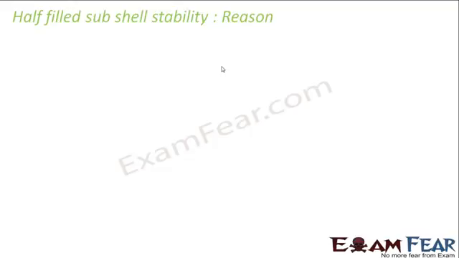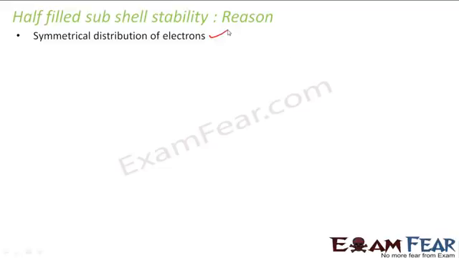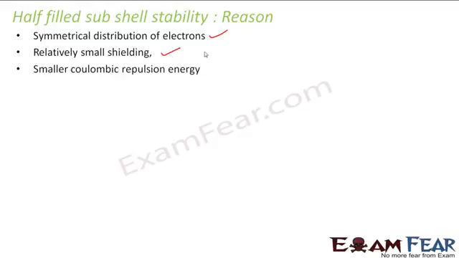We have told that half-filled subshells provide extra stability. What are the reasons? The first reason is the symmetrical distribution of electrons, which provides extra stability. Second is the relatively small shielding that happens because of half-filled subshells, smaller Coulombic repulsion energy, and the large exchange energy. These are the reasons for extra stability of half-filled subshells.